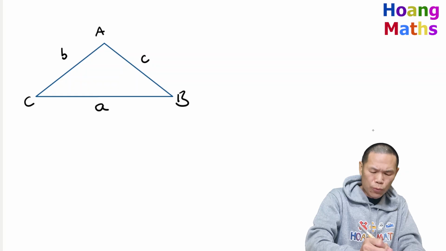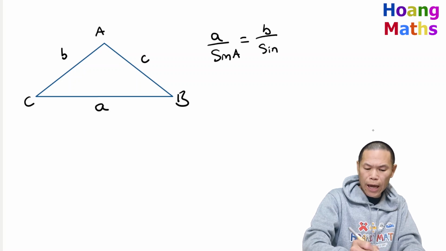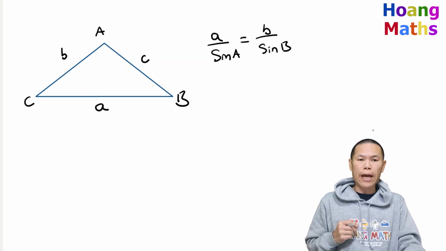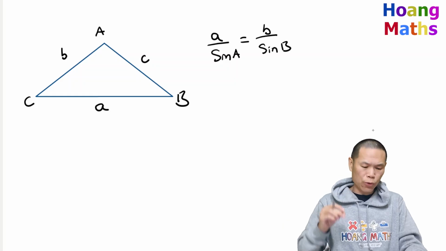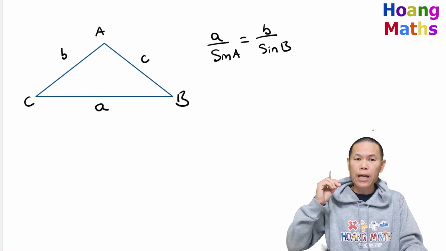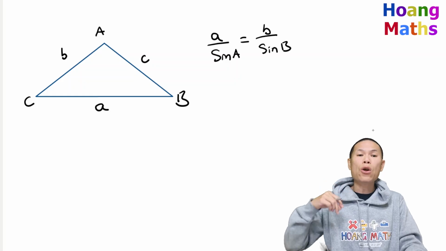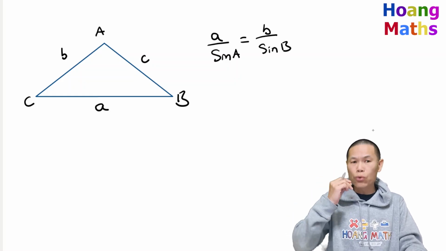The sine rule is a over sine angle A is equal to b over sine angle B, or equal to c over sine angle C, if you like. This is known as the sine rule. So we use this to calculate the side of a non-right triangle. Okay, and we use this rule when two angles are given. Okay, so let's just go through one example.